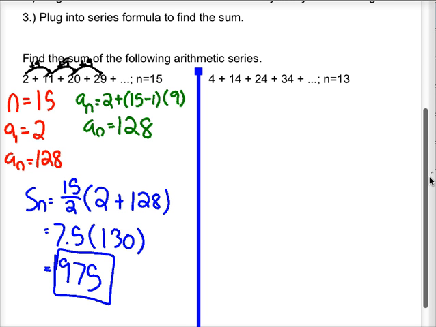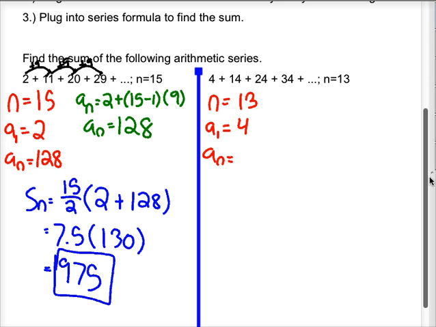So again, not too different. Same steps, just plugging in different things. So let's try this one more time. All right. To use my summation formula, I need three things. I know my n is 13. My first term is 4. I don't know my last term. I don't know the future term. So I'm going to use my explicit formula to find it.